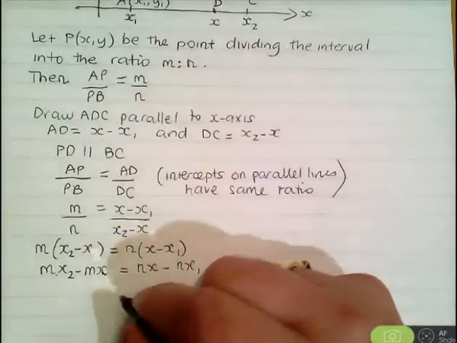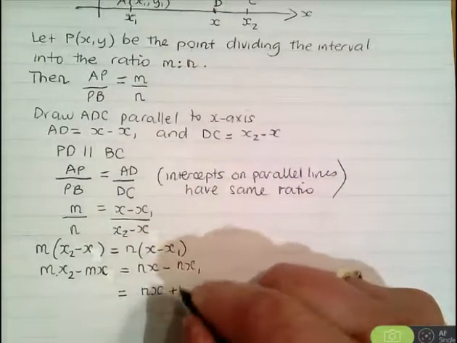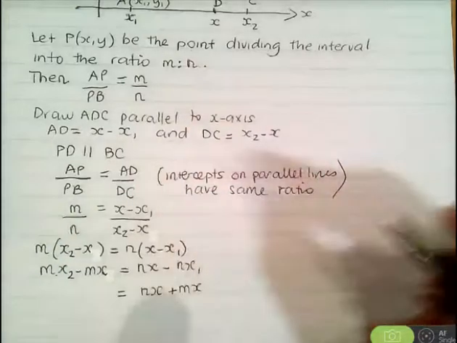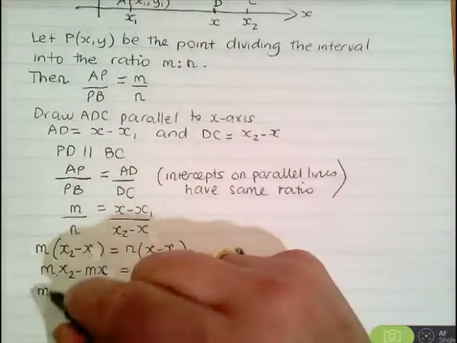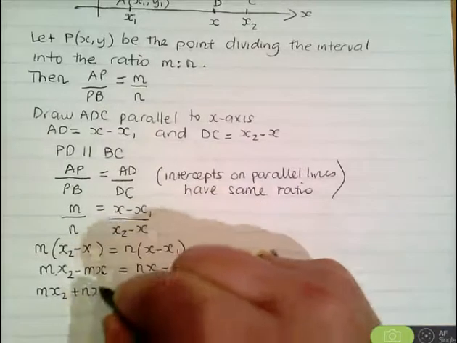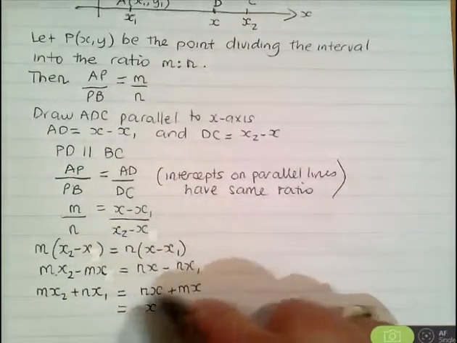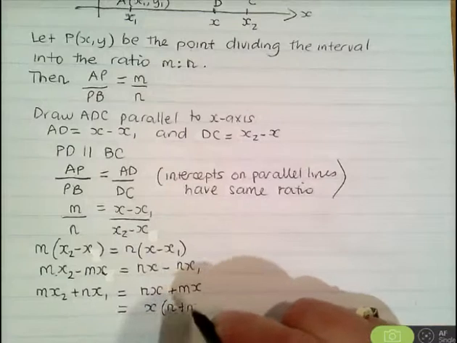So I'm going to take anything with x on the left-hand side. So I've got nx plus mx. And anything with x2 and x1 are going to go on the left-hand side. So I've got mx2 plus nx1. Now I'm going to factorize out the x. So on the right-hand side, x bracket n plus m.